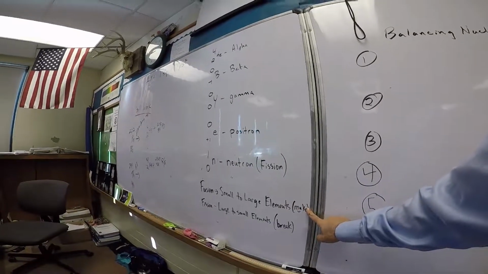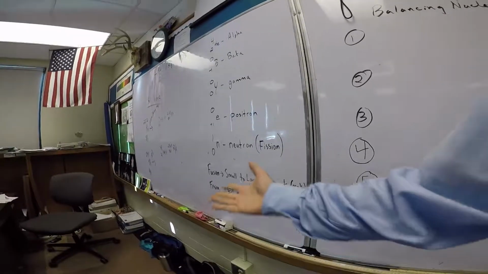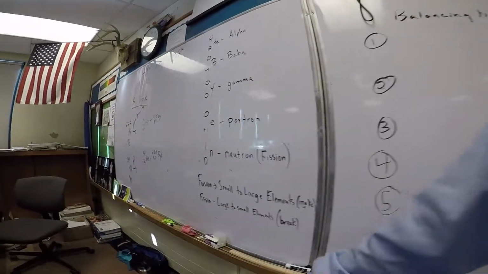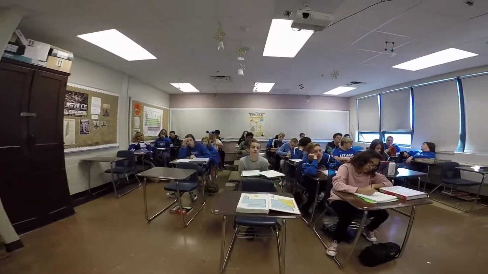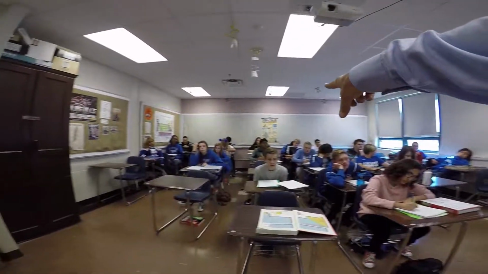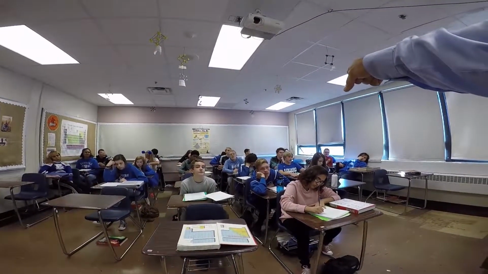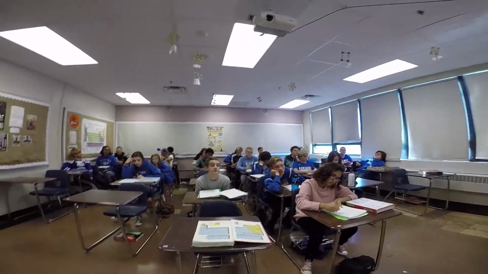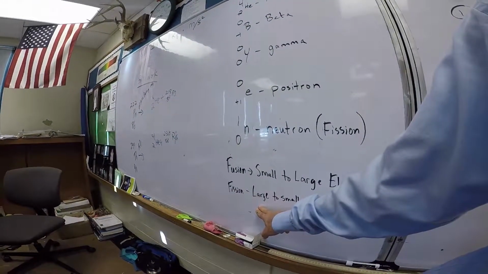And then fusion is typically from small to large elements, like happens in the sun, right? And then fission is typically where we take something large. What do nuclear reactors typically use to make energy? You might know. What's the fuel in a nuclear reactor? Uranium, or typically it's uranium-235. So that's a fairly large substance, right? 235 uranium.